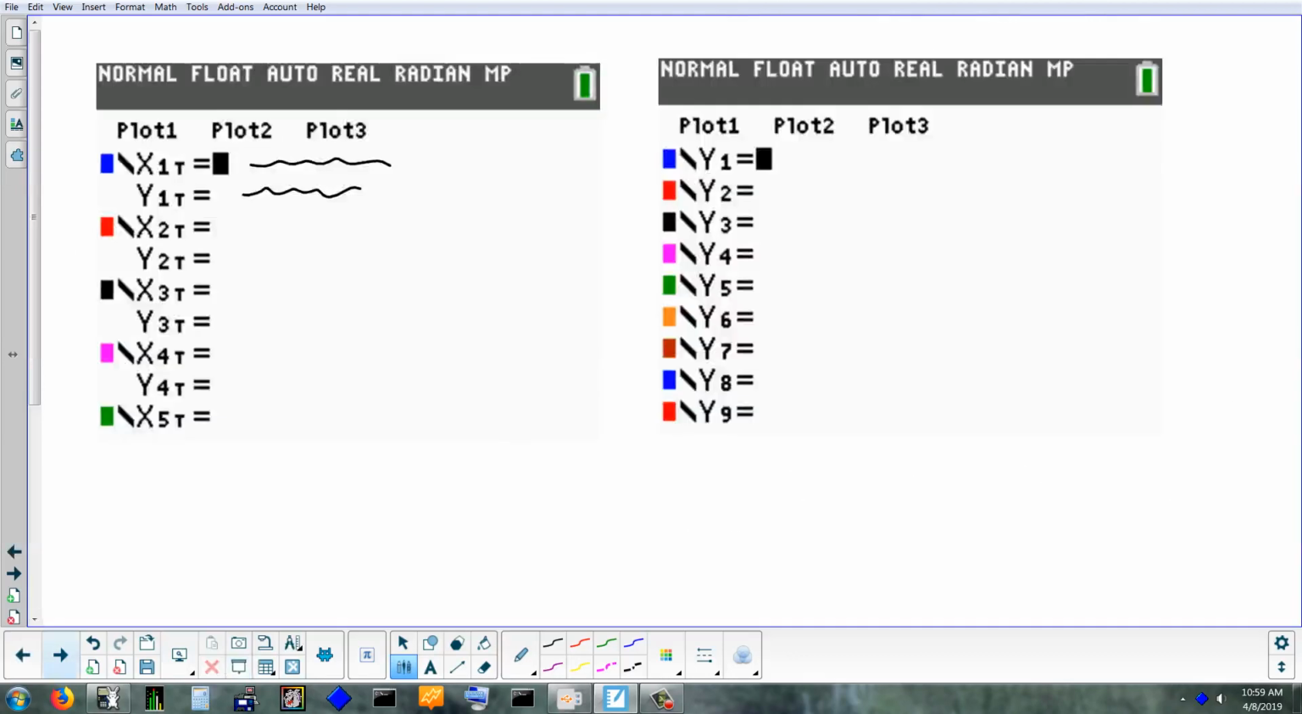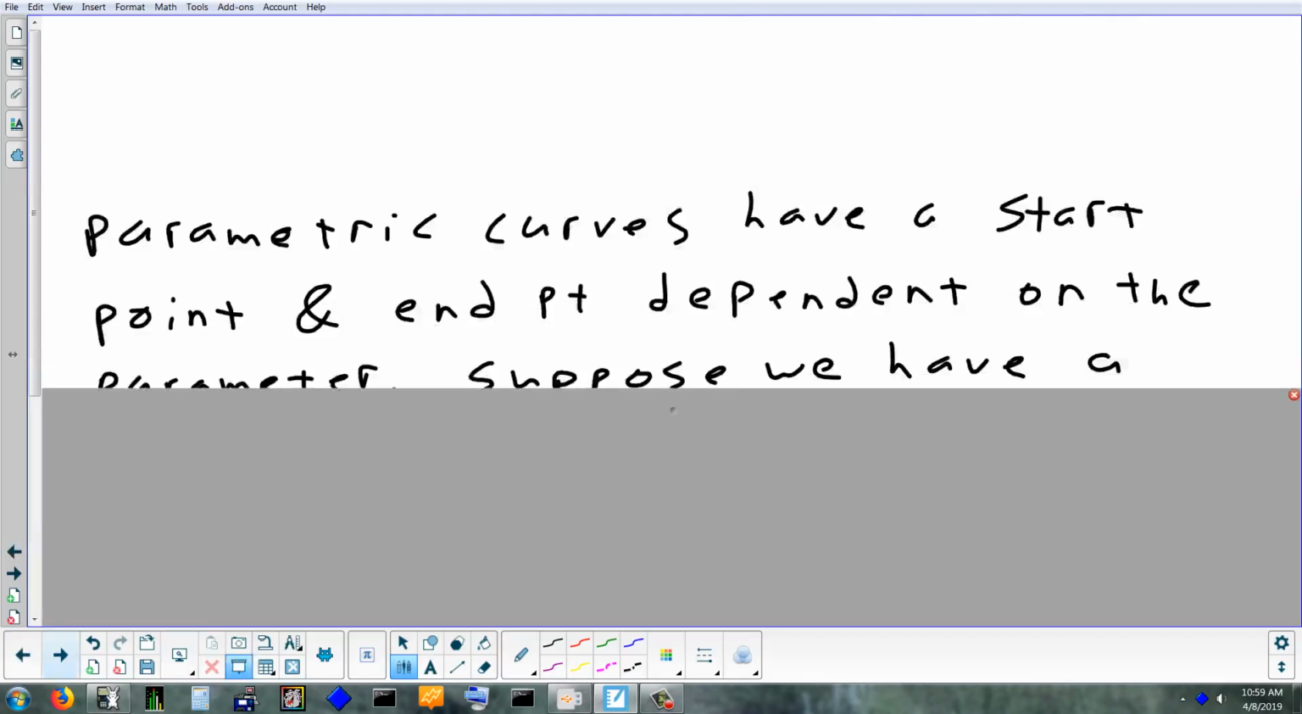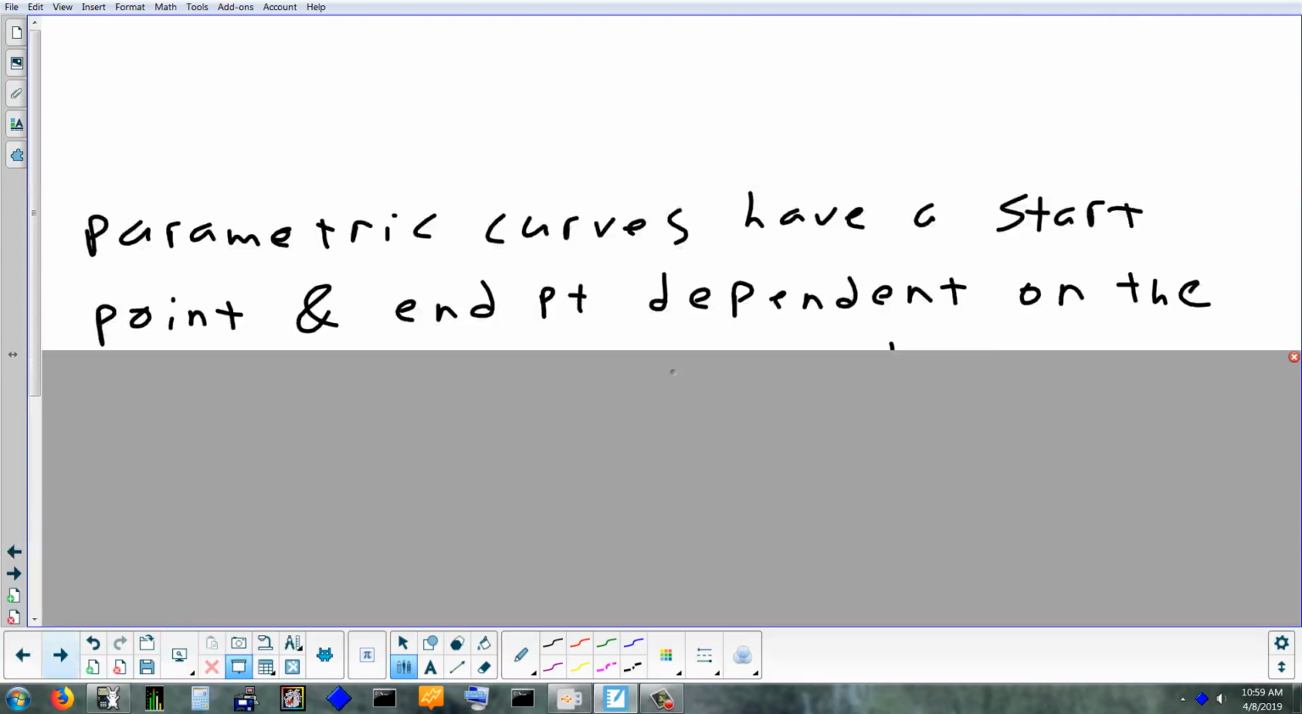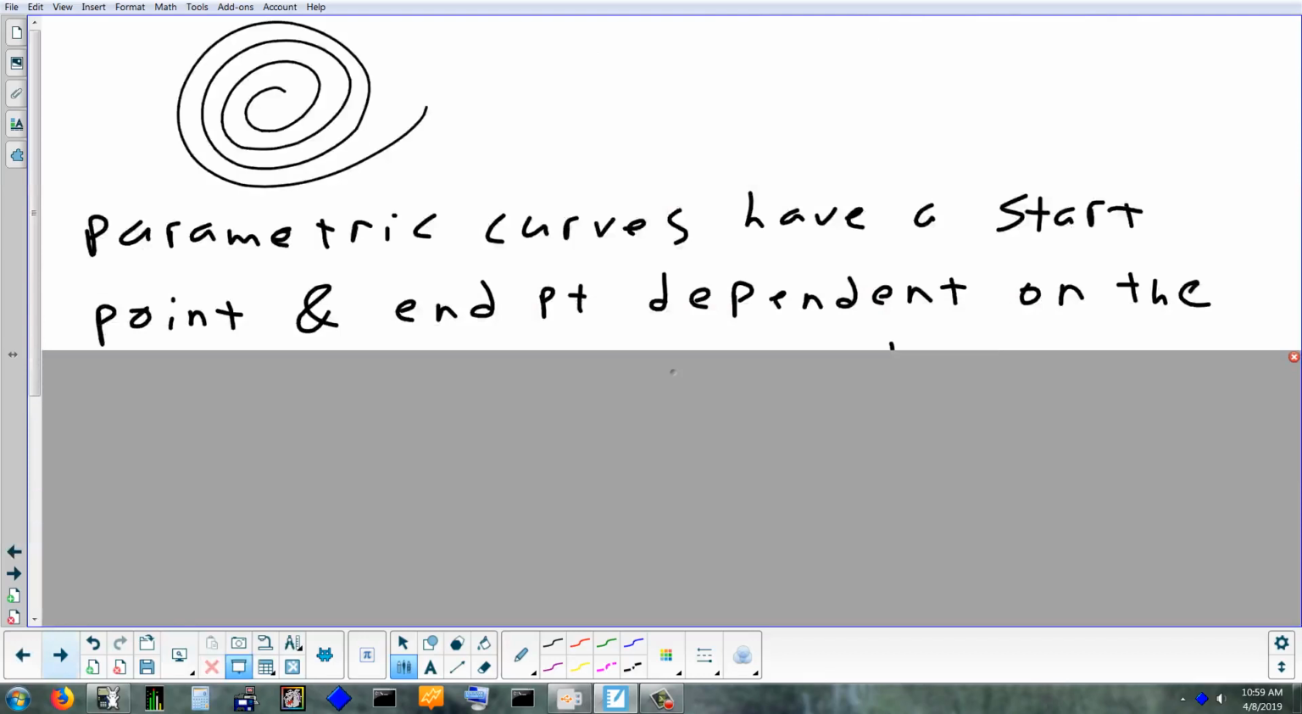All right. So one big difference about parametric graphing and the kind of graphing you're used to doing is parametric curves usually have a start point and an end point. They don't go on forever. So if you had a spiral, if you watched me draw it, you know where I started. If you didn't, you don't know where I started. Maybe I spiraled in, or maybe I started at the middle and I spiraled out. But the point is, you can see there was a start point and there was an end point.